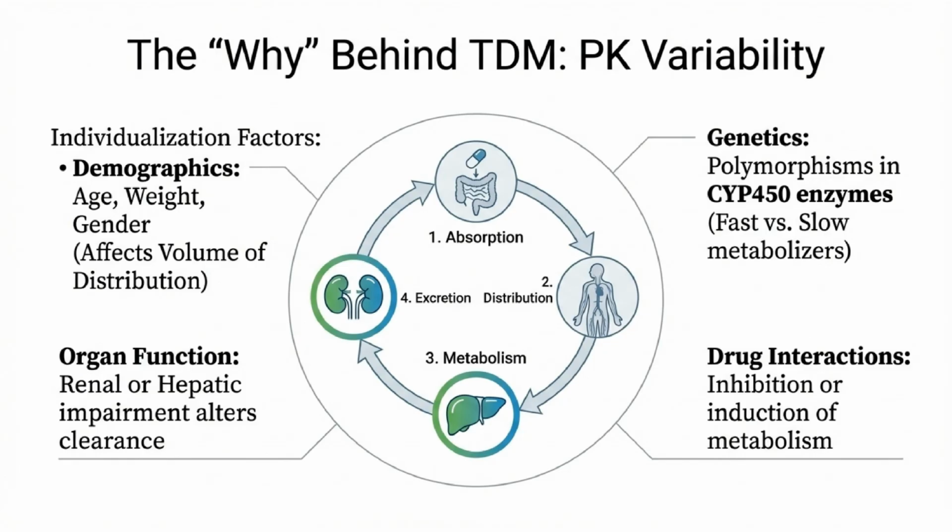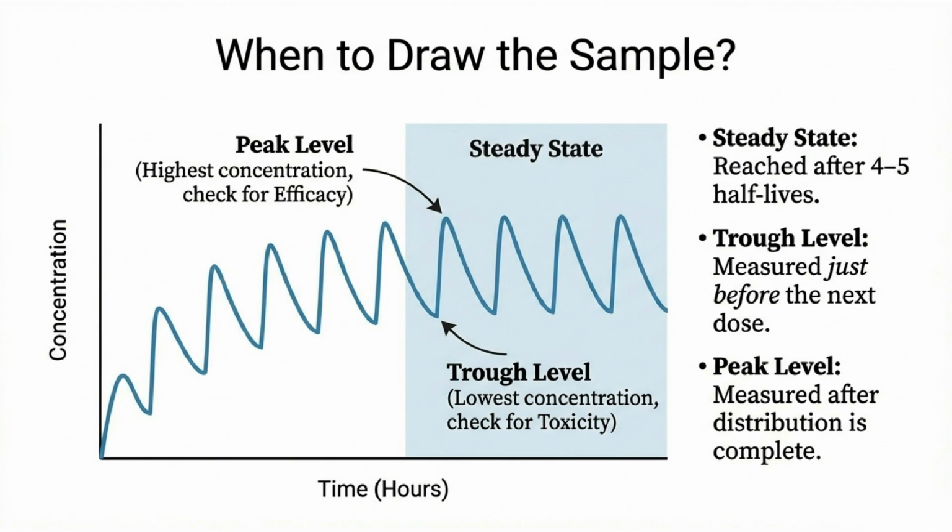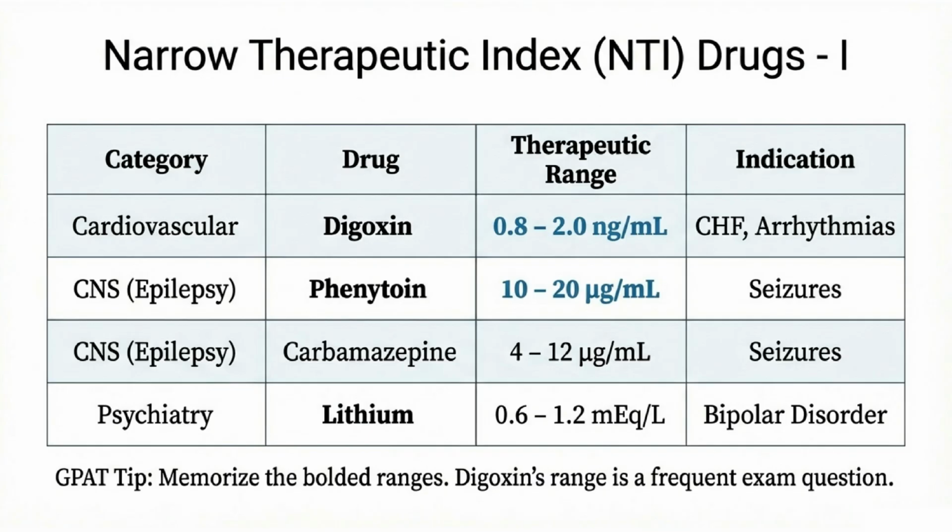TDM is necessary due to PK variability. Factors like patient demographics, organ function, genetics, and drug interactions all affect absorption, distribution, metabolism, and excretion. The correct timing for sampling is crucial. We measure trough levels, the lowest concentration, to check for toxicity, and peak levels for efficacy, typically after reaching a steady state. Let's review common NTI drugs.